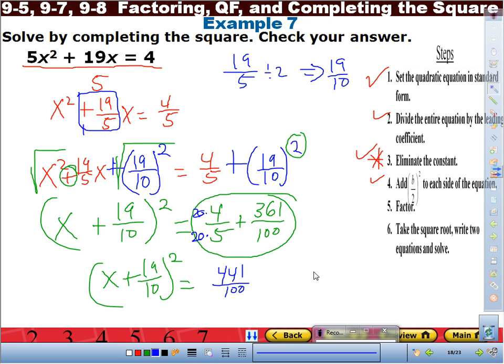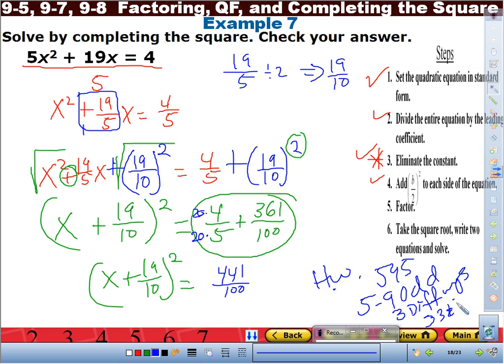So here we go. Homework. Page 595. Check this out. Numbers 5 through 9 odd. I want those done 3 different ways. And for 33 and 37, just using completing the square.